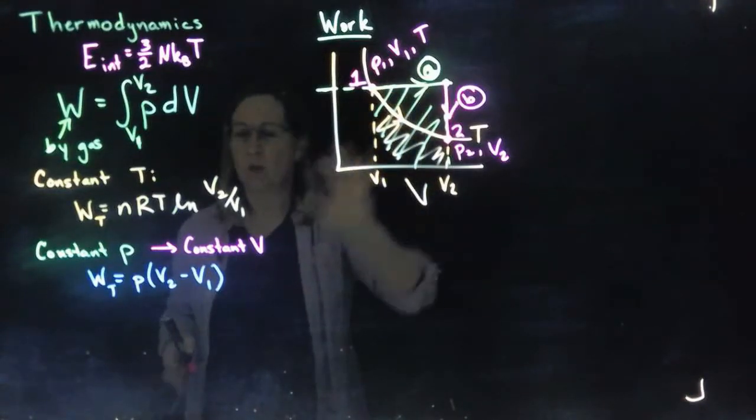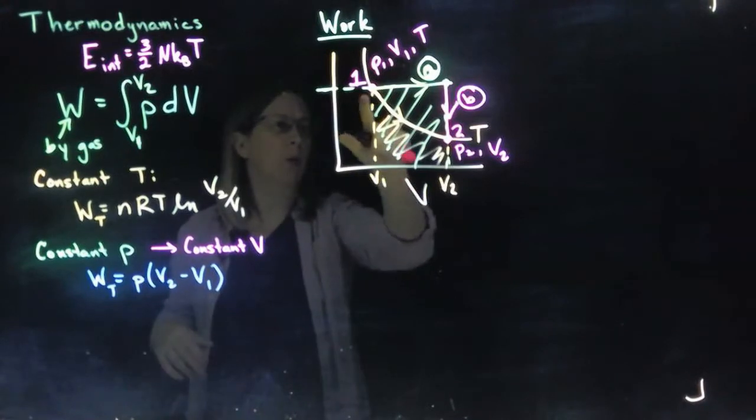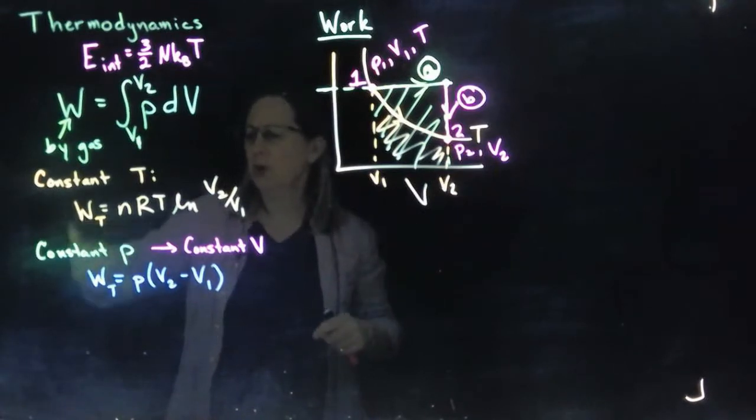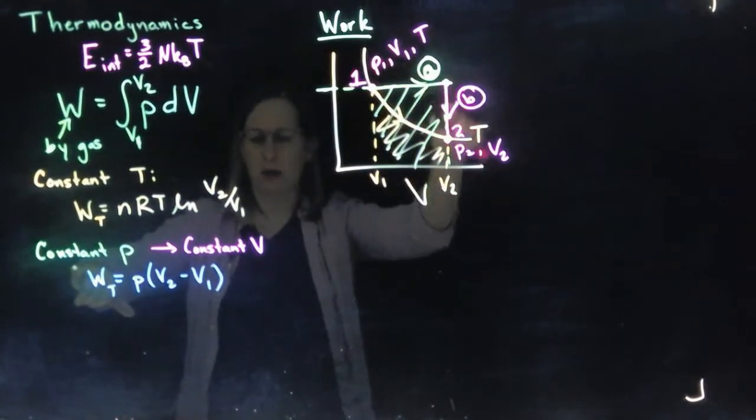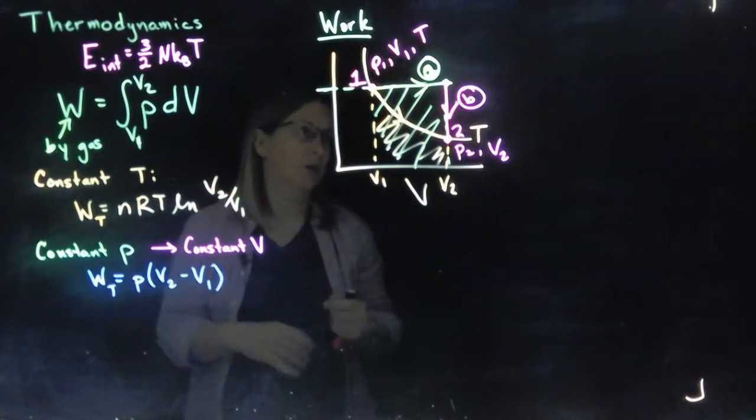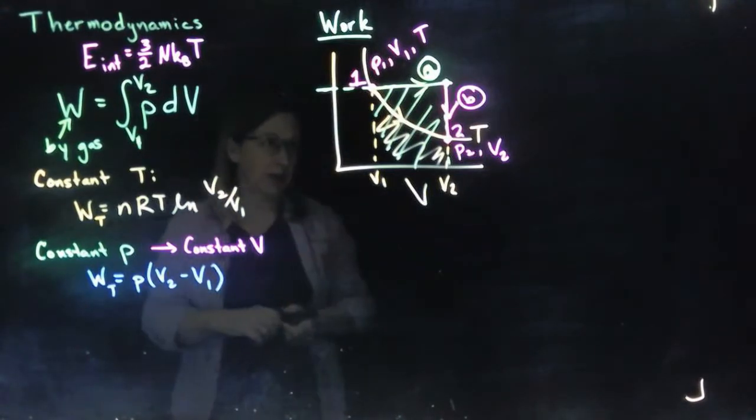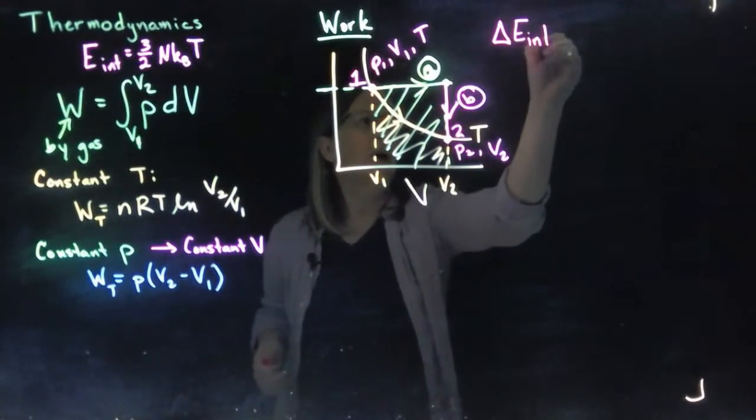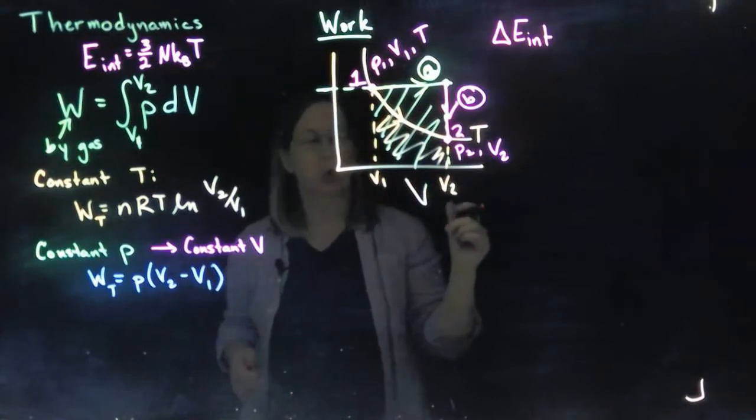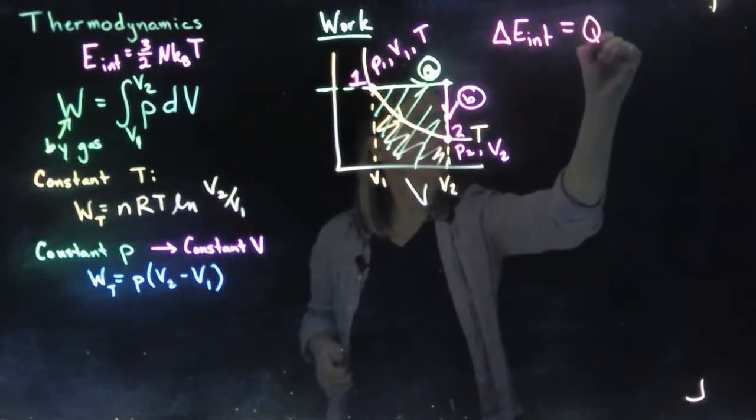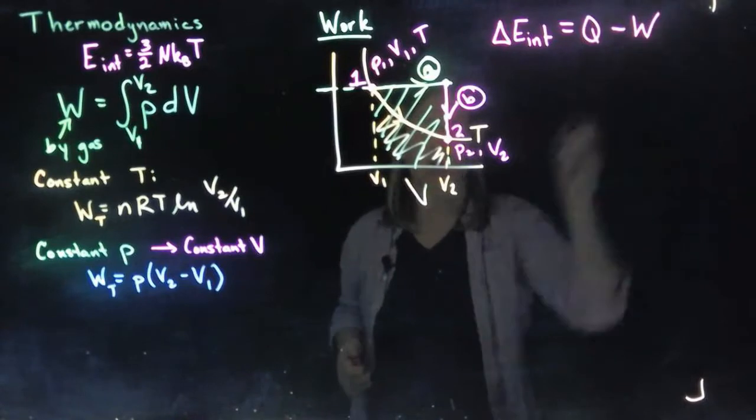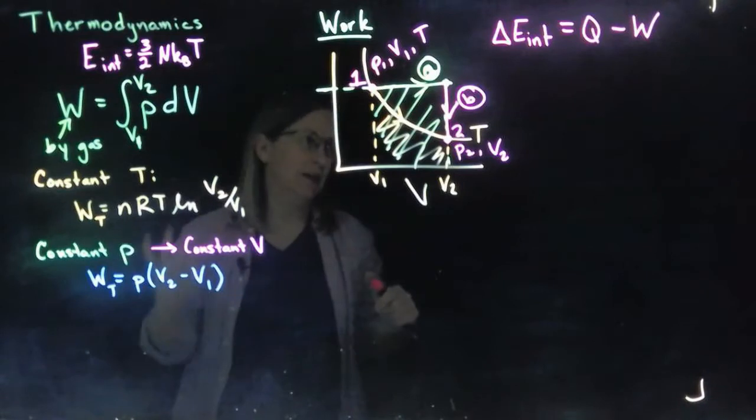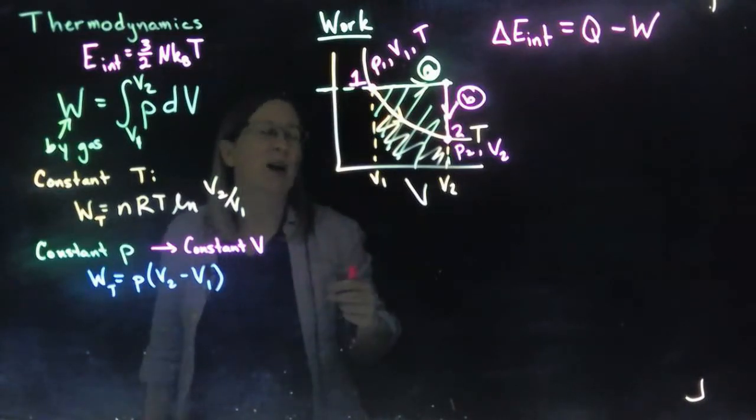Okay, so this is what we've got. As we go from point 1 to point 2, we had two ways. We could go along this isotherm, or we can go constant P and constant volume, and we get two different works. Well, the first law of thermodynamics says that the change in internal energy that we get going from 1 to 2 is equal to the heat added minus the work done.